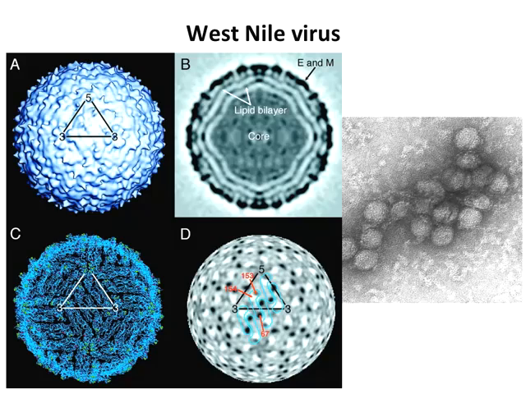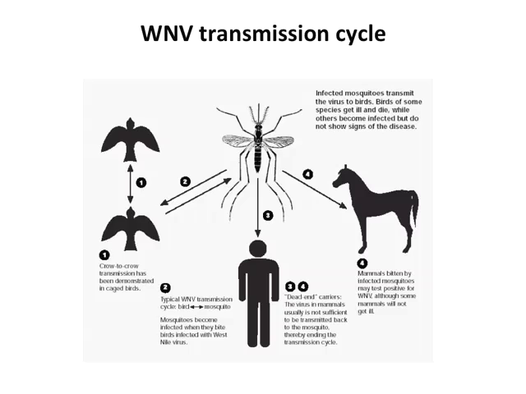So if you look at this enveloped virus, it structurally has, the glycoproteins have icosahedral symmetry because of the underlying core. And here's an electron micrograph of the virus. The transmission cycle mainly involves mosquitoes. The mosquitoes transmit the virus back and forth to birds of different species. So the mosquito bites a bird, picks up virus, infects another bird, and so forth.